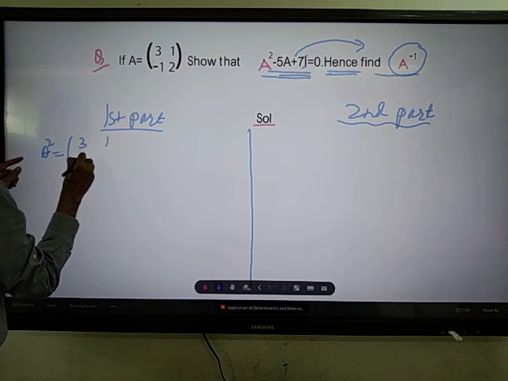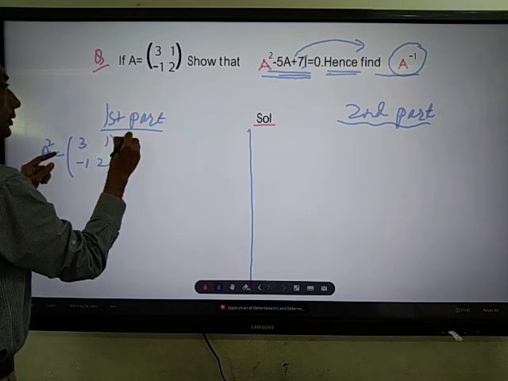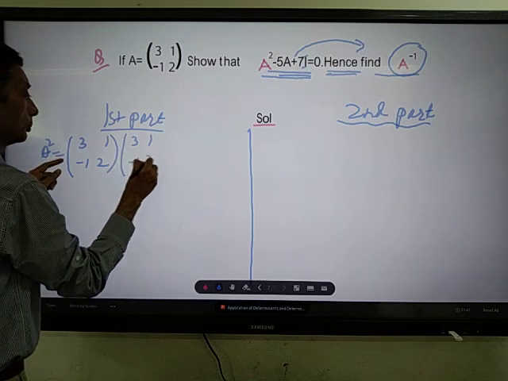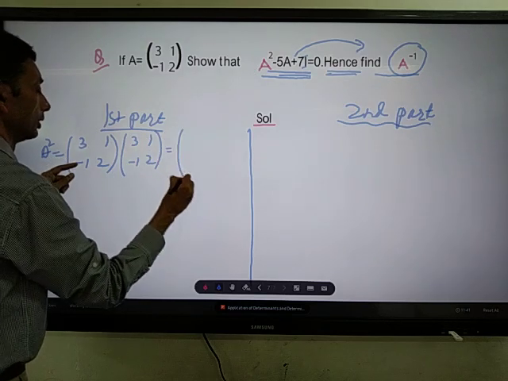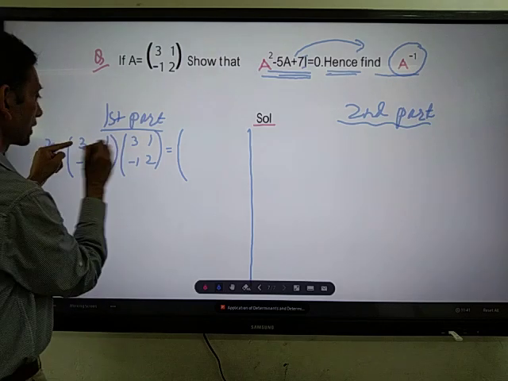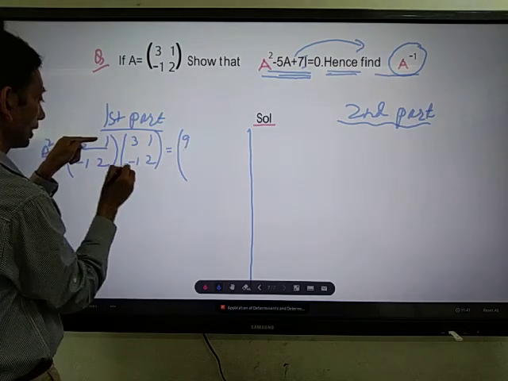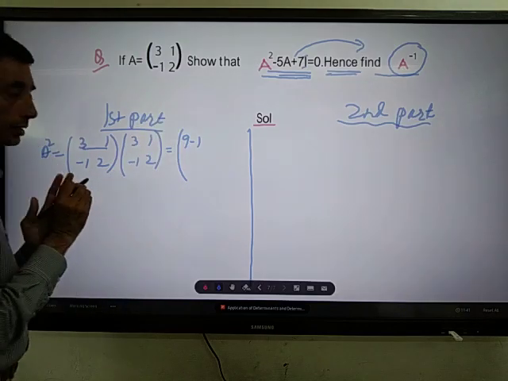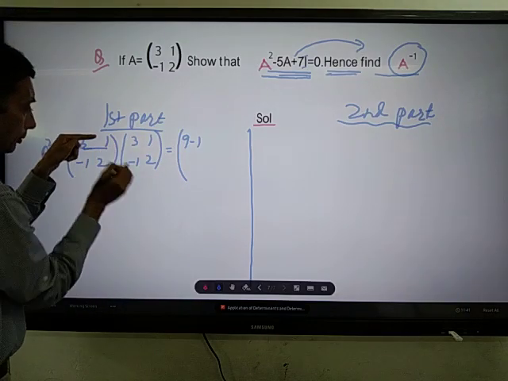A is 3, 1, minus 1, 2. That is 3, 1, minus 1, 2. We'll calculate this A square first. First, this row and this column. 3 3s are 9. Then 1 into minus 1, that is minus 1. Right? First row, first column: 3 3s are 9, 1 into minus 1.